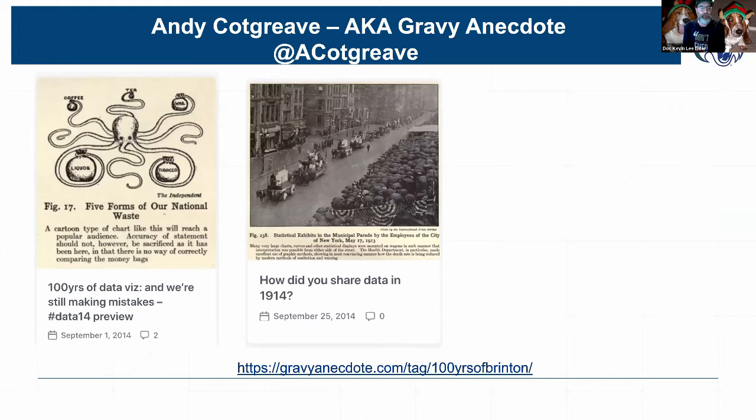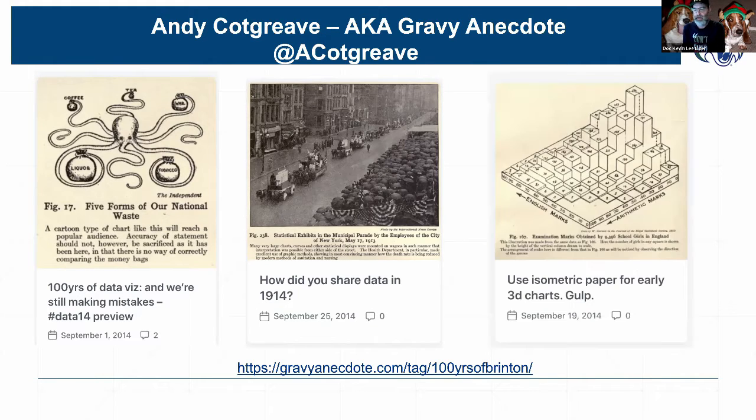Here's a great photo in the book where he says, how did you share data in 1914? And there it is. They've got giant data viz on boards and they're driving them through like a parade. And so that's how you're sharing. Now we have the internet. We can do this all the time, all over the place, but we're still making, again, 100 years worth of mistakes.